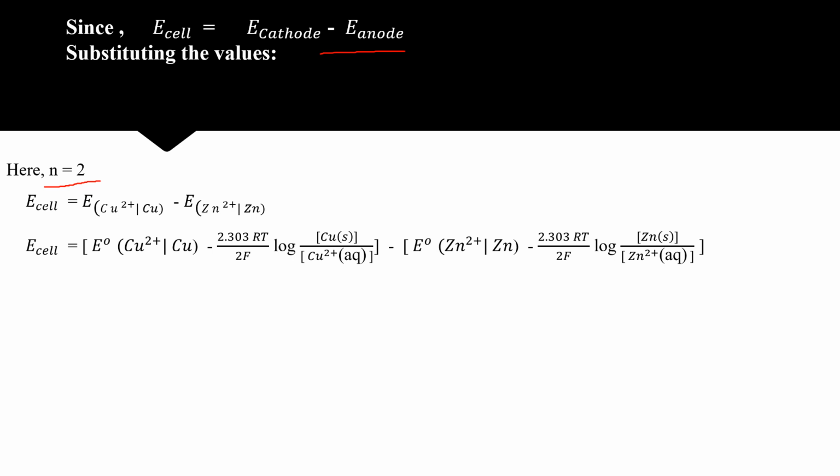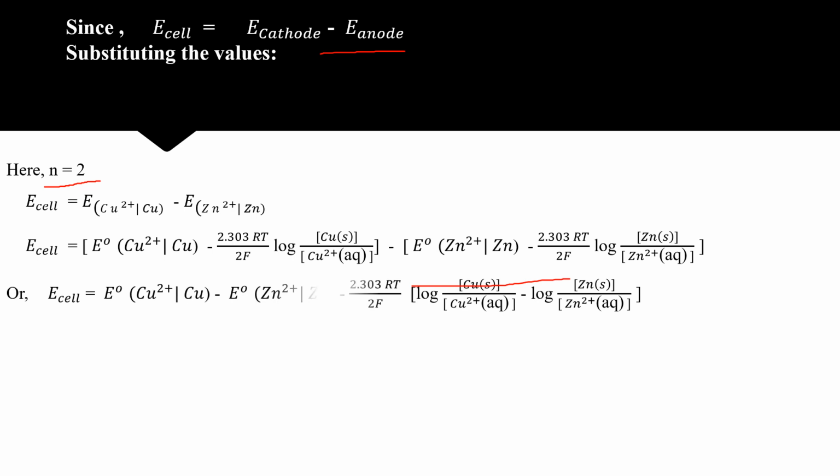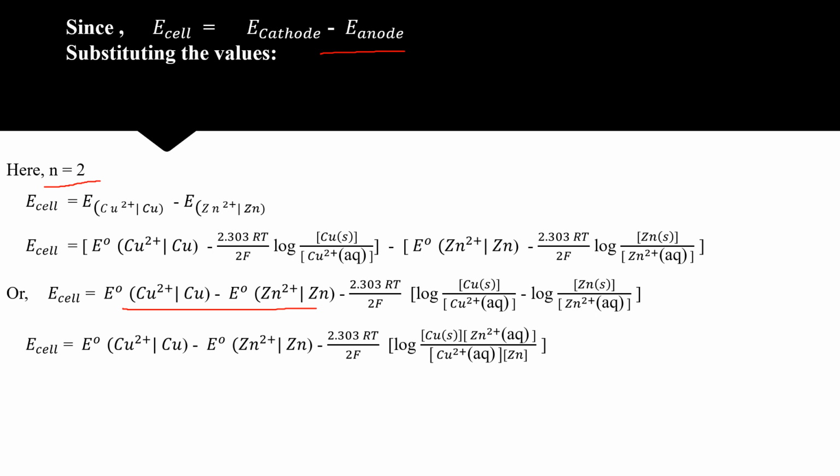On putting the value from the Nernst equation we will get E of cell in this equation. Now on rearranging this equation, taking the standard electrode potentials of copper and zinc, and taking 2.303 RT upon 2F common, in the bracket we will get log concentration of copper minus log concentration of zinc.